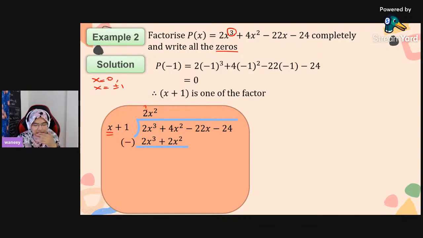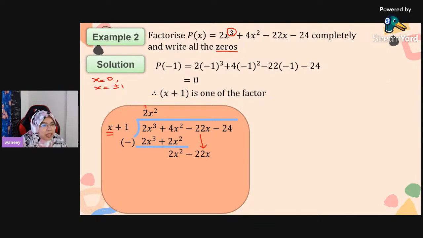So 2x cubed minus 2x cubed, they will become 0. And then of course 4x squared minus 2x squared, it will become 2x squared. And then simply copy down, bring down negative 22x down. So they will become 2x squared minus 22x.